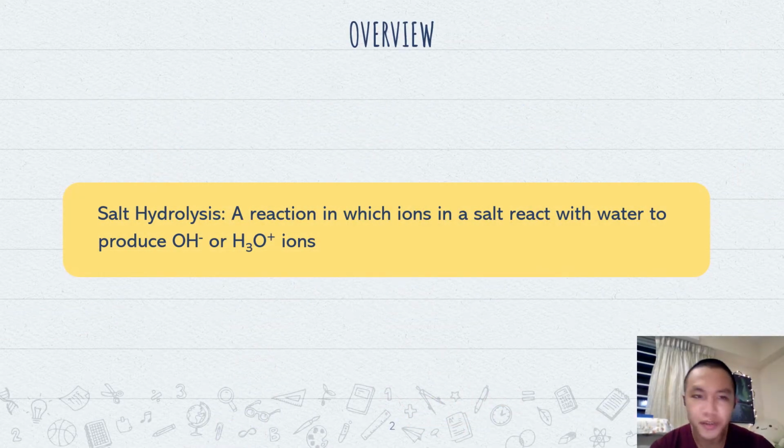So just a quick overview of what salt hydrolysis means. Salt hydrolysis is essentially defined as a reaction in which ions in a salt react with water to produce OH- or H3O+ ions.